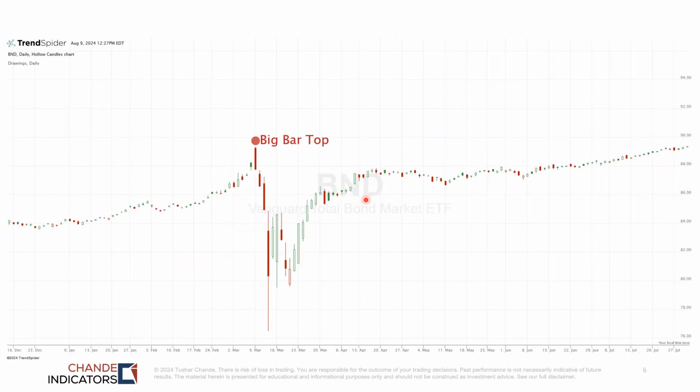This is daily data for BND, the Vanguard Total Bond Market ETF. We are in March of 2021, and this is the COVID decline. And this decline was also marked by a big bar top. So this pattern is not limited to the equity markets per se.